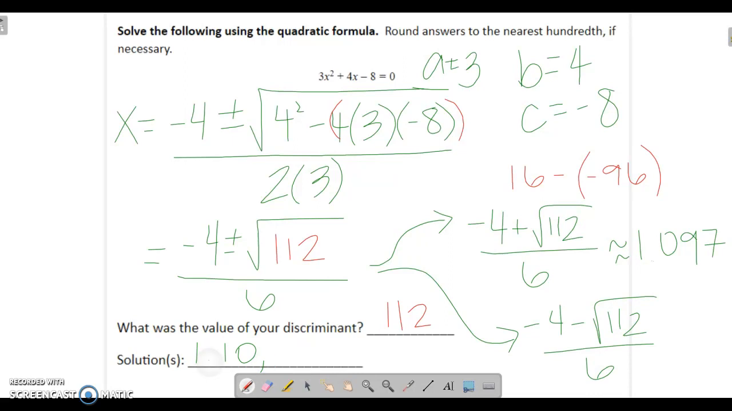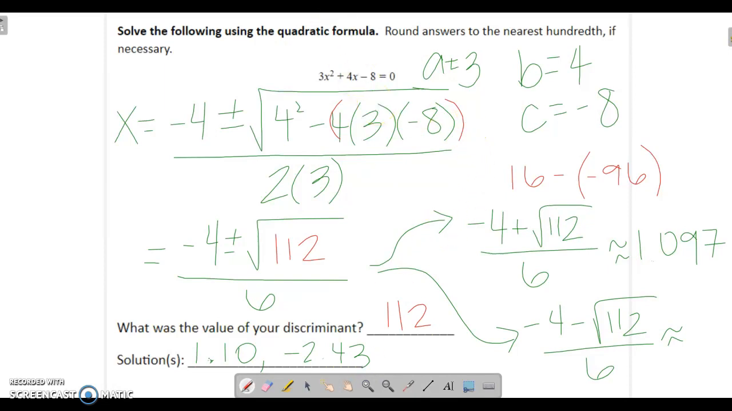It's going to be one of ours, and I know it's really hard to see that decimal there. It doesn't want to let me just do a nice little decimal. So then we also have to do negative 4 minus the square root of 112, and then divide that by 6, and you should get negative 2.43. So we'll just write that over here, negative 2.43. Okay, so 1.10 and negative 2.43.